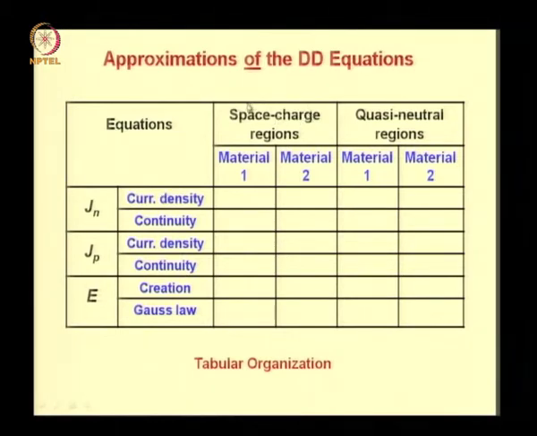The columns, on the other hand, are space charge and neutral regions of the device. Now the space charge regions could exist in different materials of the device. So your device may have different materials. Similarly, quasi-neutral regions also may exist in different materials of the device. So this is a general form of table which is applicable to any device. So you can list what approximation you make for each equation of the drift diffusion model in each region. Okay. We will illustrate this idea using an example.